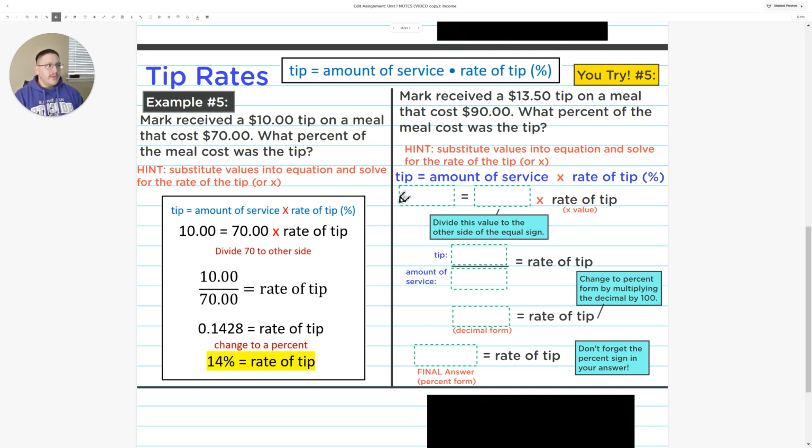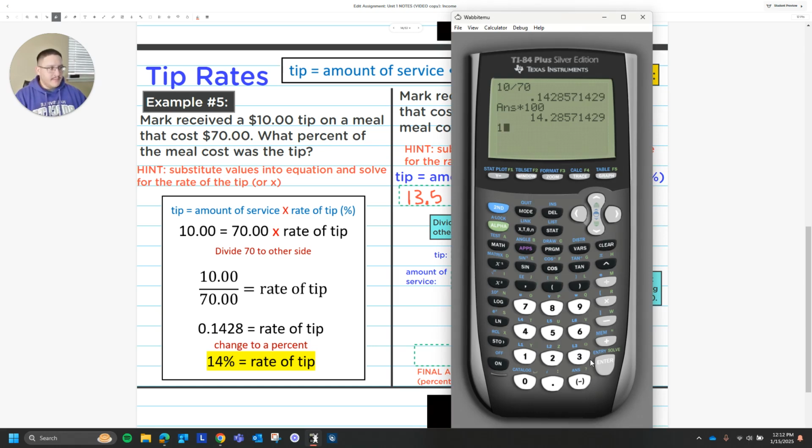Okay, so we know the dollar amount of the service was $90. We know the tip was $13.50. So you can either put 13.5 or 13.50. Doesn't matter. At least it doesn't matter in our calculations for right now. So now we're going to divide 90 into the other side, and we should get 13.5 divided by 90. Plug that into the calculator.